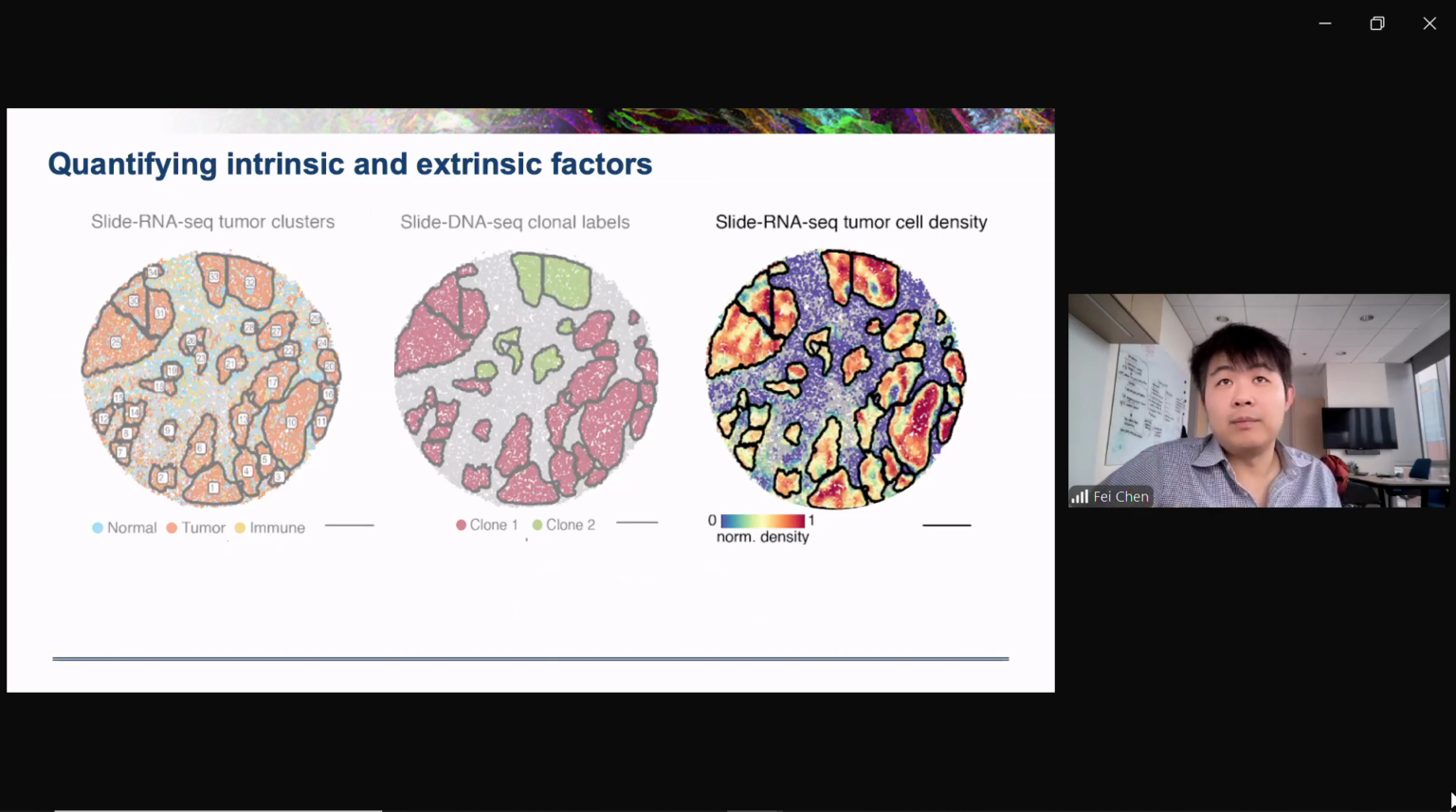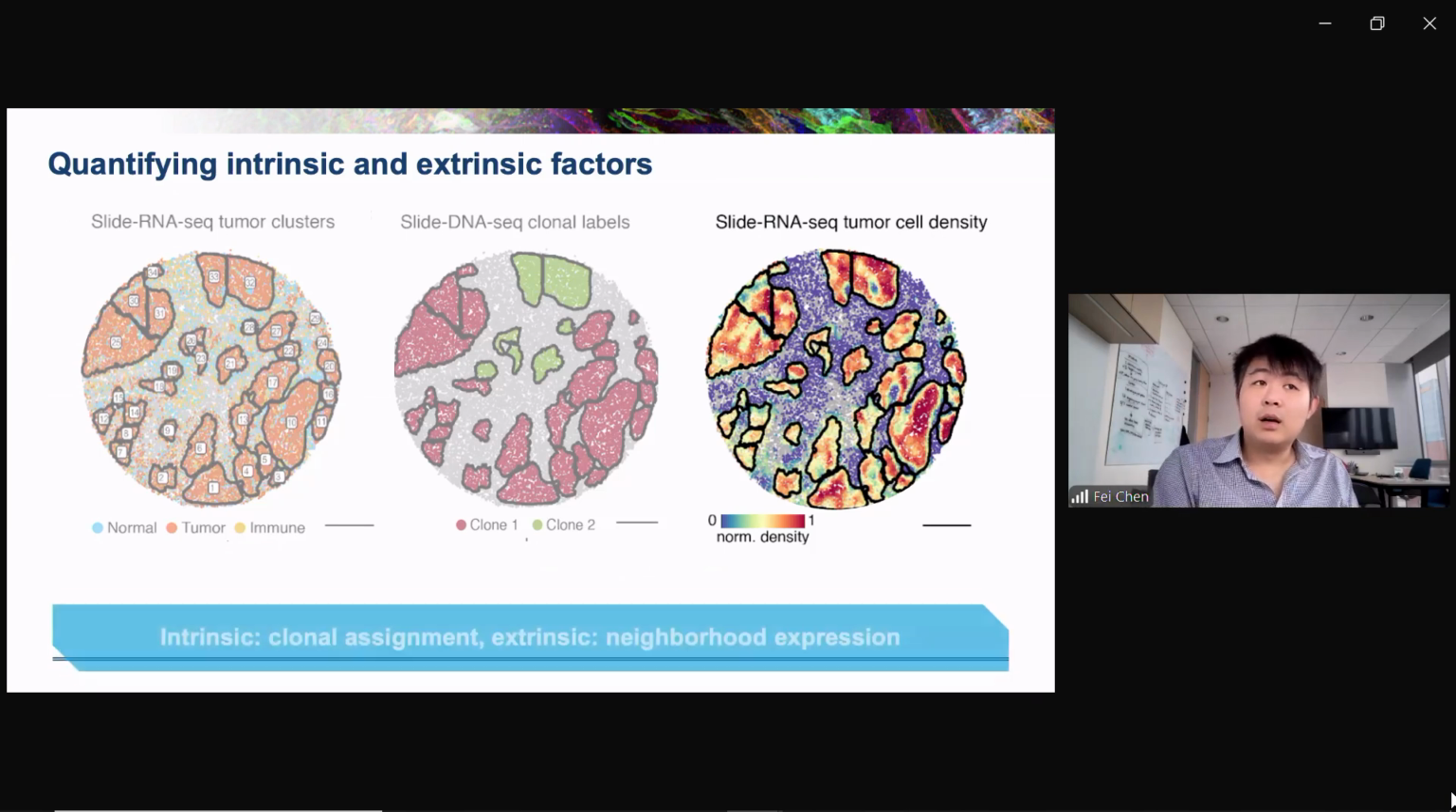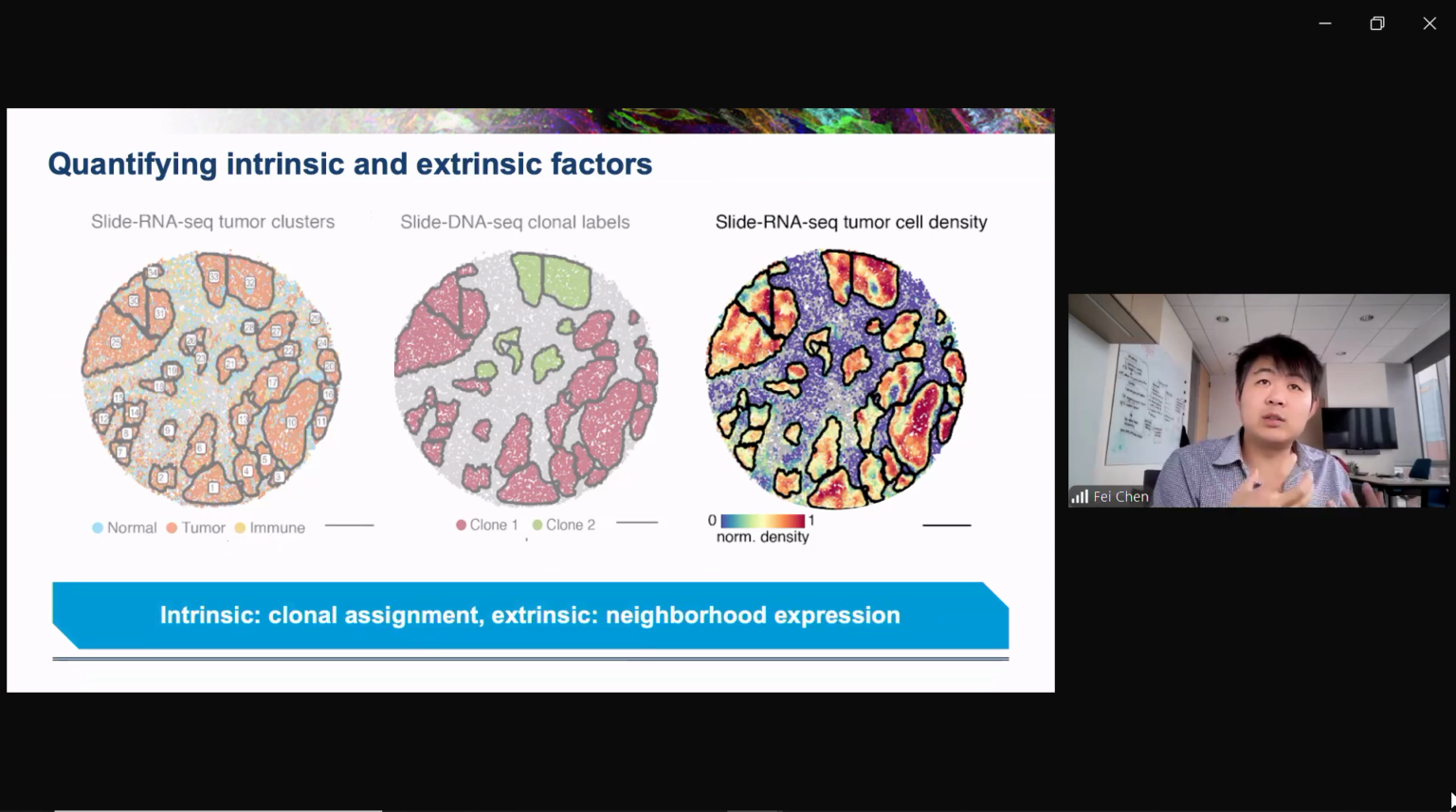We sought to explain the extrinsic factor. There are many ways to explain the extrinsic environment of a tissue. We did something very simple in this analysis, but later on I'll tell you about how we're thinking about more complex ways of defining the extrinsic environment. Here we just looked at a simple factor like local tumor cell density, and we tried to explain the gene expression within tumor cells using, one, an intrinsic clonal assignment, what clone did you come from, and two, the neighborhood, meaning what the local tumor cell density is.